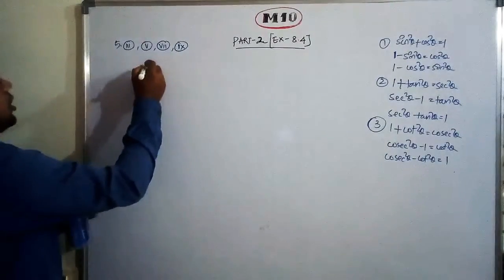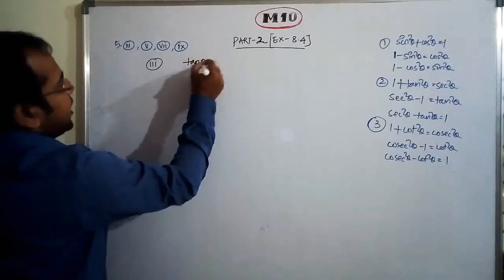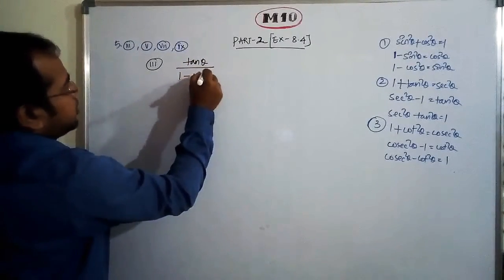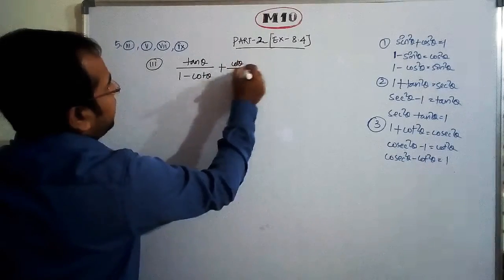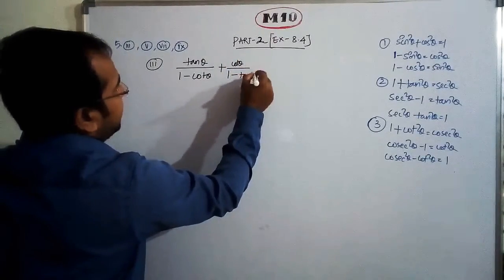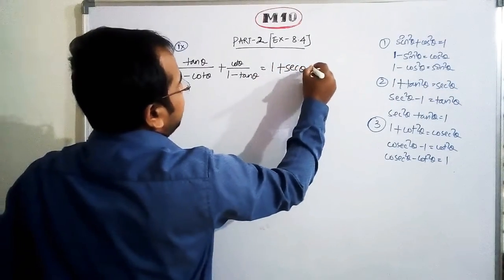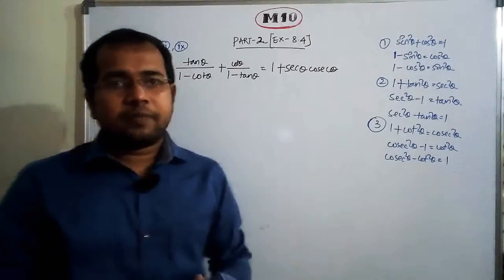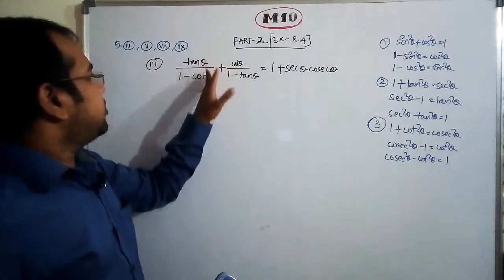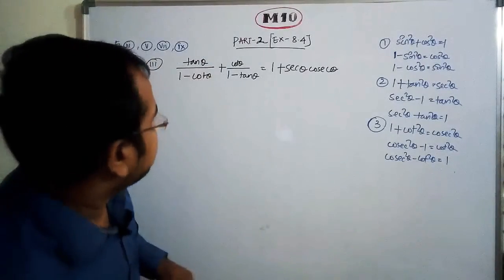First of all, third bit of question number 5, that is tan theta divided by 1 minus cot theta plus cot theta divided by 1 minus tan theta, that is equal to 1 plus sec theta into cosec theta. Okay, we are going to solve this. So this is in the form of tan theta and cot theta. Let us convert it into tan theta only.